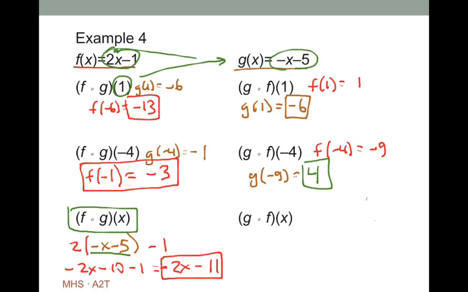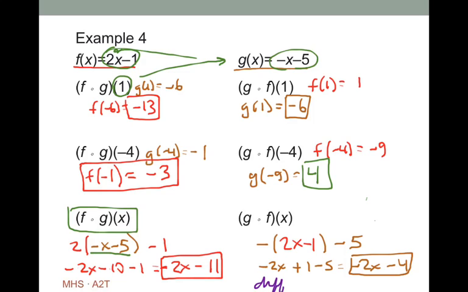Now, go ahead and pause and try to do g of f of x. So you can do it in reverse order. Take the f of x function and plug it into g and see what you get. Okay, when I do that, I get minus 2x minus 1 minus 5. Now I simplify. Minus 2x plus 1 minus 5, which is minus 2x plus a -4.